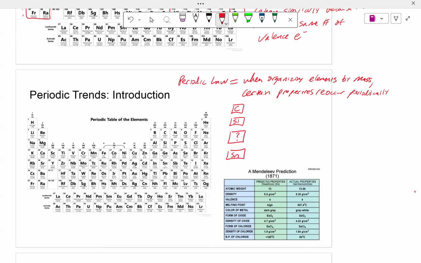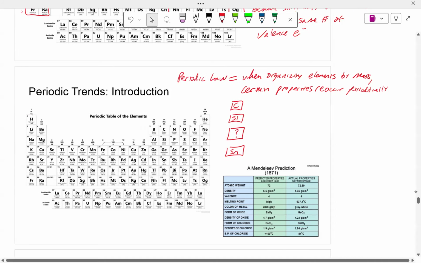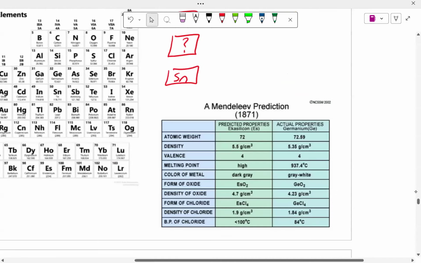And that element hadn't been discovered yet, but he knew that there must be an element there because there's way too big of a gap between the mass of silicon and tin. And so he basically said, there's supposed to be an element there, and I'm going to predict what the properties were. So that's what this little table here is. And I'm not expecting you to memorize anything on this. I'm just using this as an example.